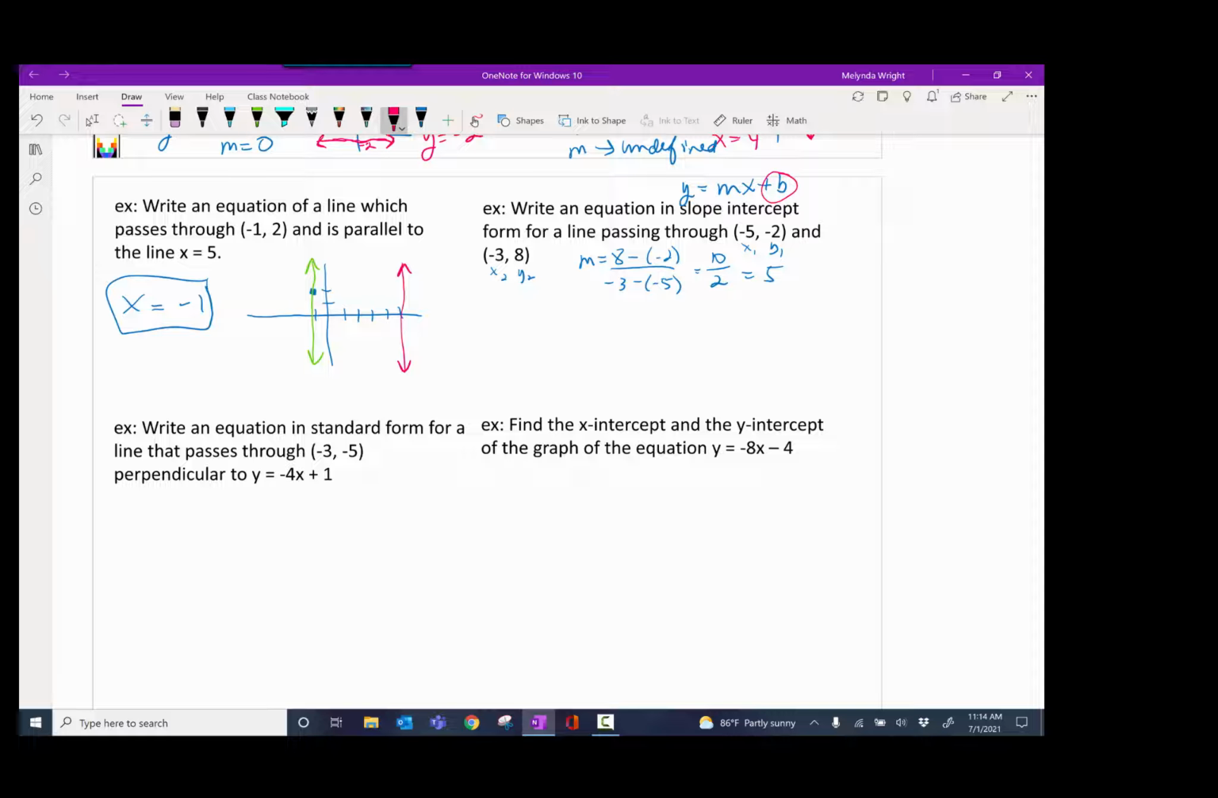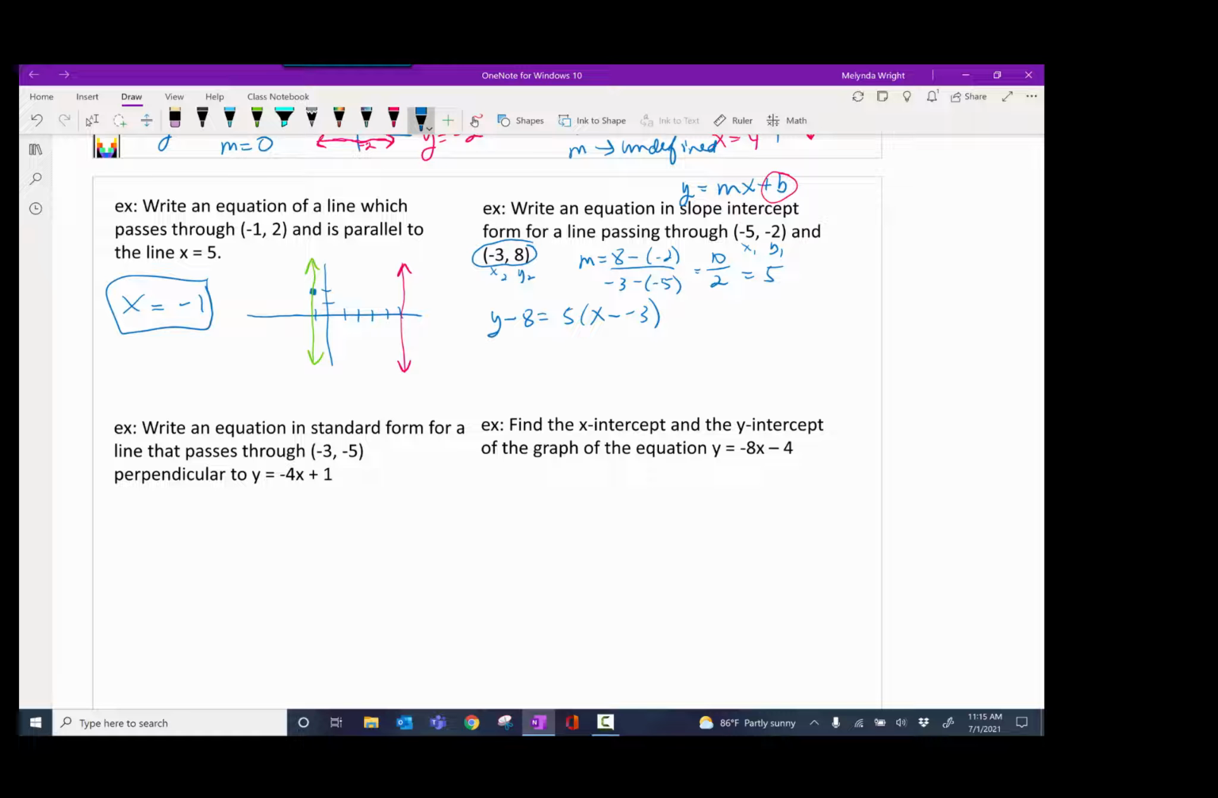Instead, the easier task would be just to go ahead and plug into, yes, my favorite equation of the line, which is point slope. So let's just plug into point slope, and then do some algebra. It doesn't matter which of these points you use. I'm going to use this point just because one of the numbers is positive. I would rather work with a positive number. So I'd have y minus 8 equals 5 times x minus a negative 3. So we know that's going to be x plus 3.